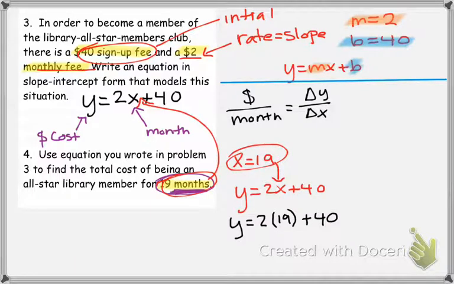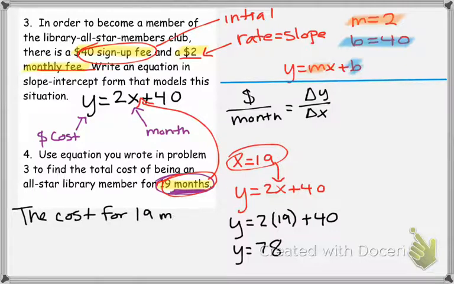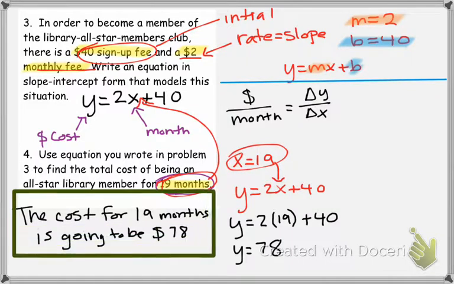Okay, so if we get a calculator and we type it in, 2 parentheses 19 close parentheses plus 40, we should get 78. So y equals 78, and y is cost, right? So it's going to be the $78. So we can write it over here, the cost for 19 months is going to be $78. And that is our answer for that question.